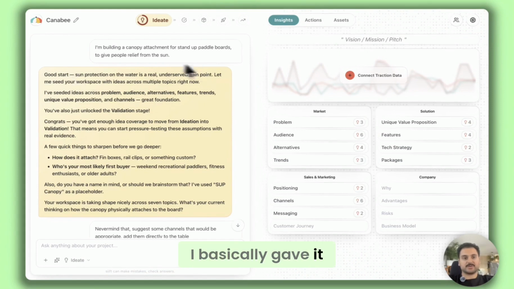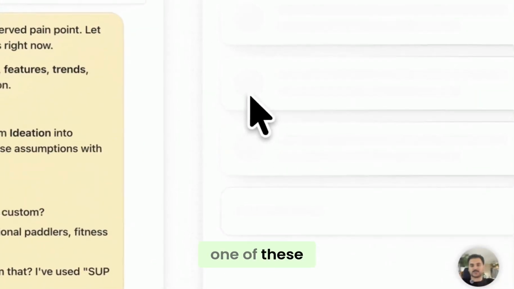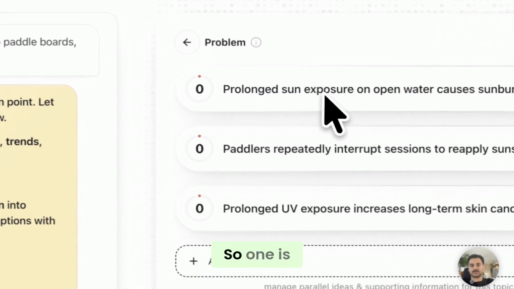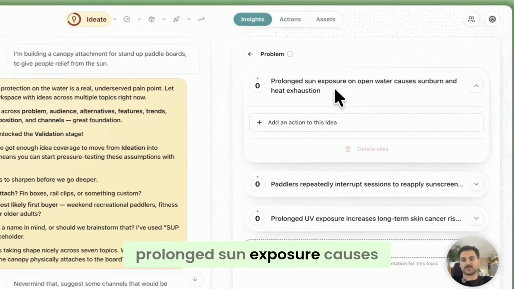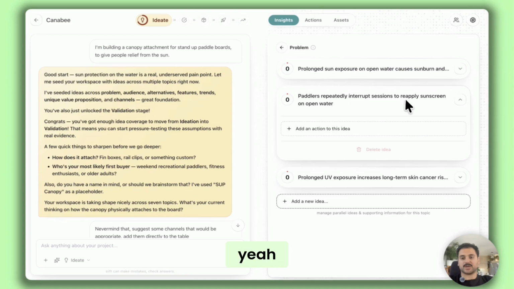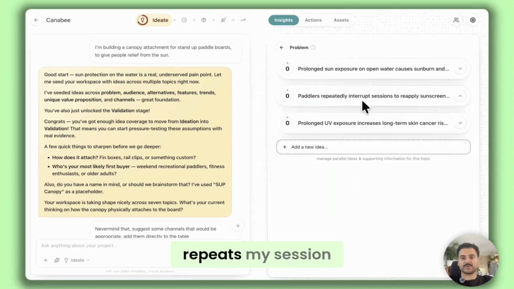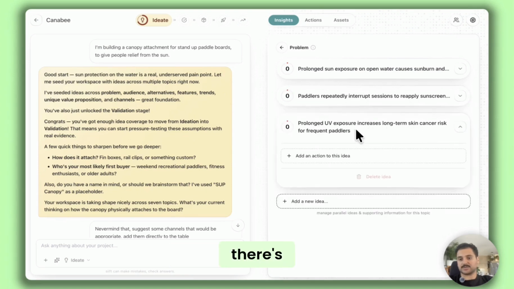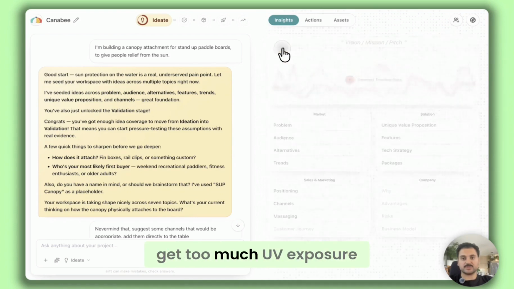So I basically gave it a one sentence version of my idea and it mapped out a bunch of topics and ideas across it. If we click into one of these, we'll notice it came up with a bunch of ideas. So one is prolonged sun exposure causes sunburn and heat exhaustion. Another one is I have to keep applying sunscreen, so it repeats my session. And there's cancer risk if I get too much UV exposure.